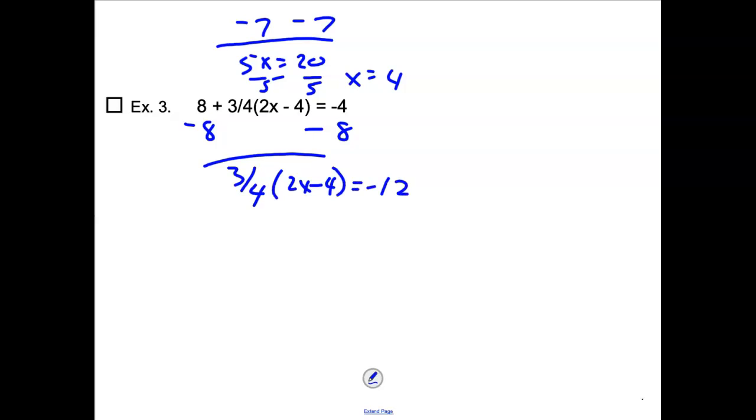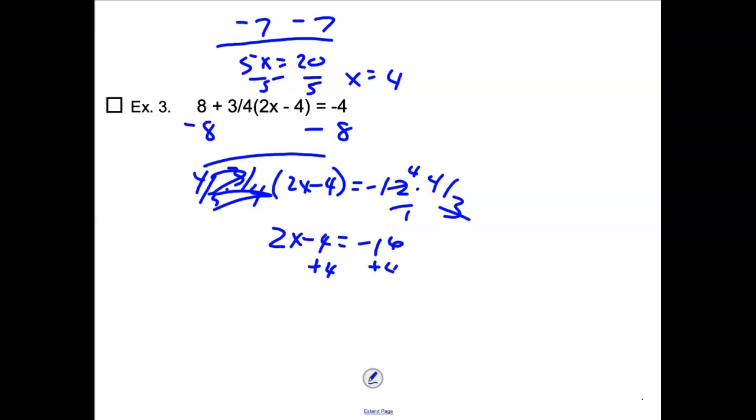Negative 12 multiplied by the reciprocal, which is 4/3. Let's go away. And look, I can divide 12 by 3, so do it. 12 divided by 3 is 4. 4 times 4 is 16, but there's a negative there.